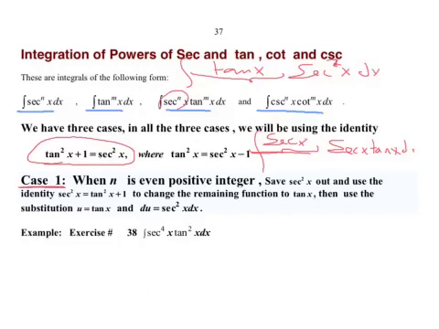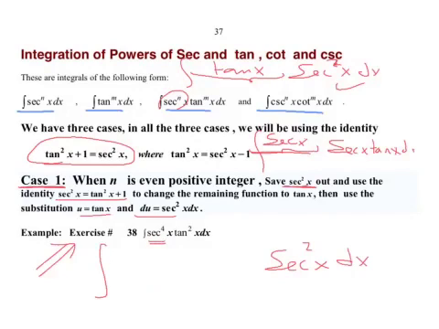When n is even, we are going to save a secant square out, and change the remaining function into tan, and then use u and du. Let us see this using the following example. Here we have the power of secant even, which is 4, so it's an even number. So we are going to hold out or save a secant square, and because the power of secant is even, it will remain even because we have taken a square out.